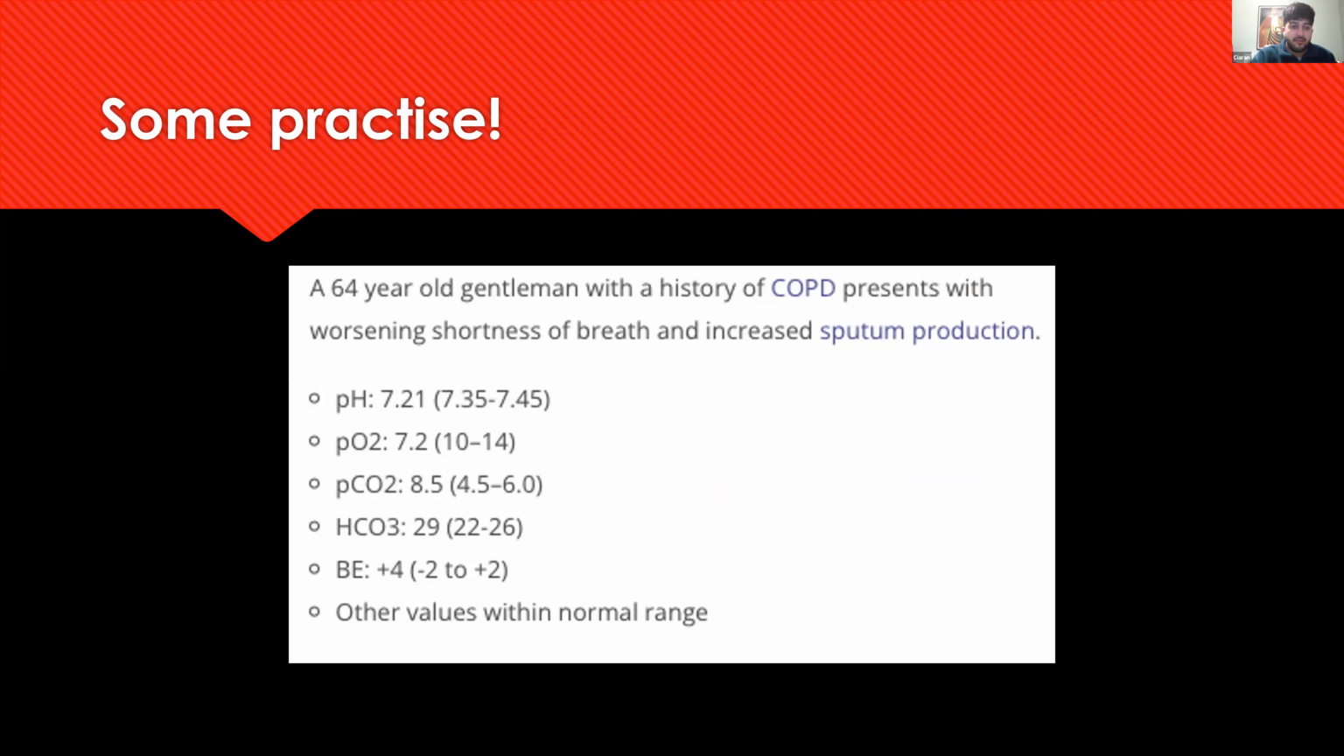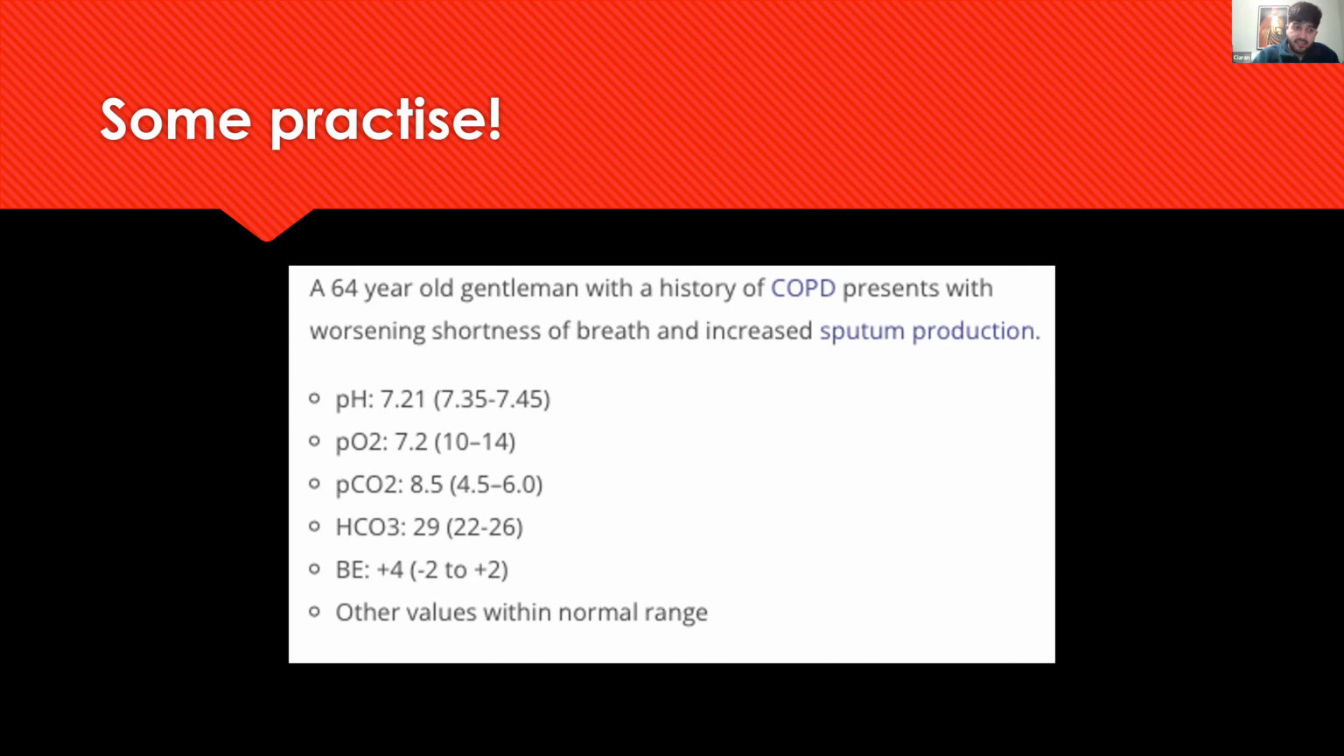So first of all, we have the case of a 64-year-old gentleman with a history of COPD, who presents with worsening shortness of breath and increased sputum production. Now, first of all, we can look at the pH, which is 7.21, and have a think, is this an acidosis or an alkalosis? Well, it's an acidosis as it's lower than the normal range.